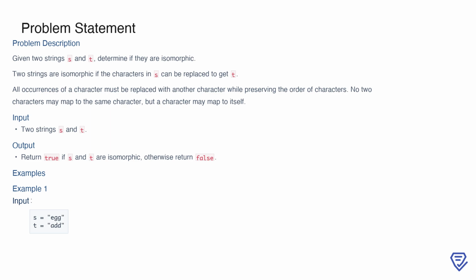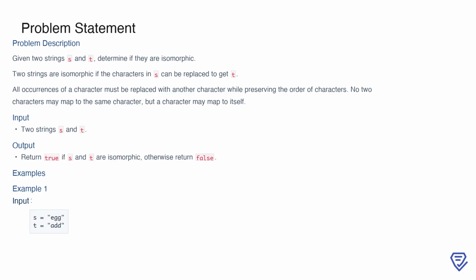Every character in S must map to exactly one character in T, and no two characters in S can map to the same character in T. On the other hand, a character in S can map to itself. The input for this problem consists of two strings, S and T, and the output is a Boolean value. We return true if the strings are isomorphic and false otherwise.